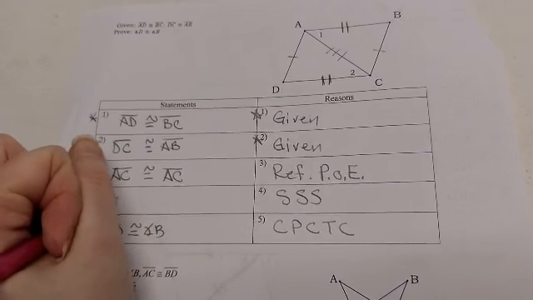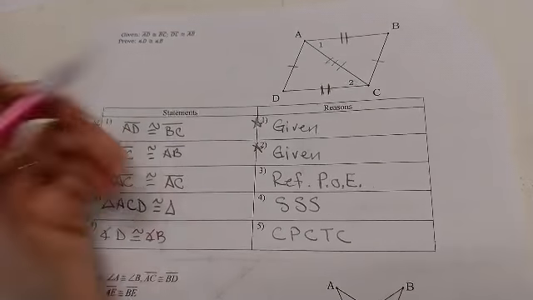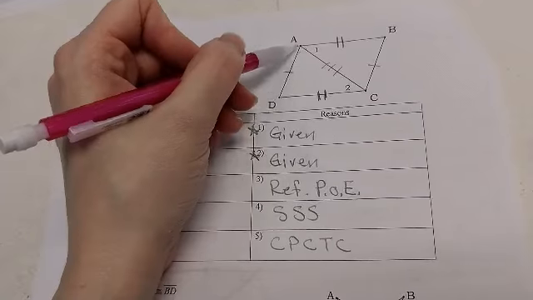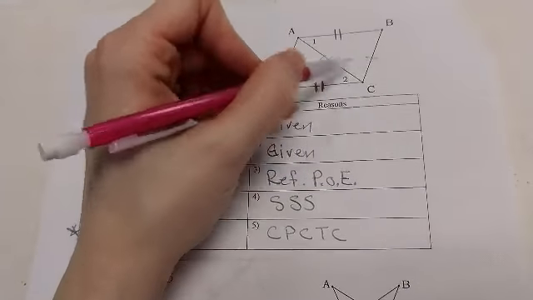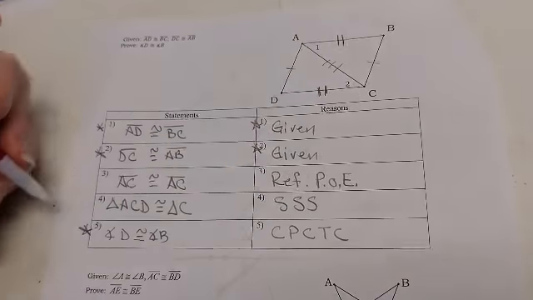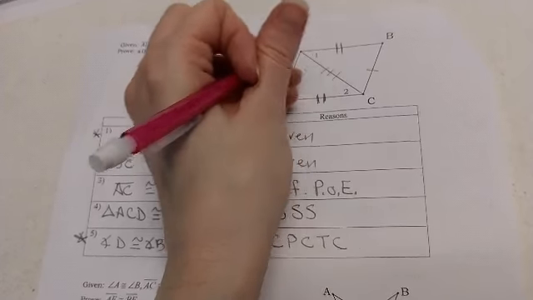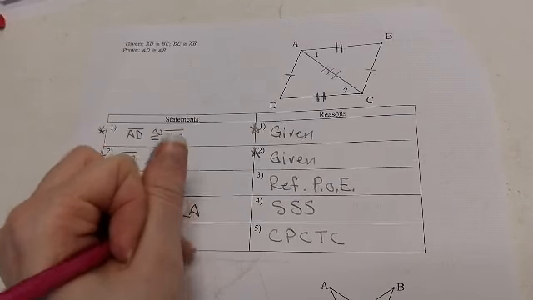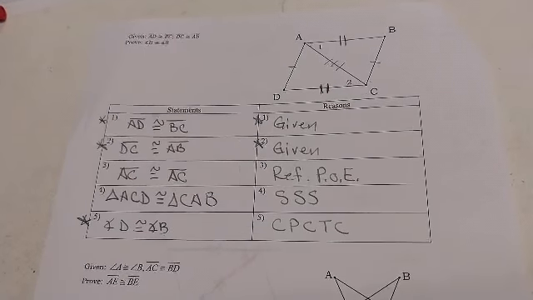And I'm going to say that triangle ACD is congruent to triangle. A is between 1 and 3. So I'm going to look at between 1 and 3 would be C. And then C is between 3 and 2. So 3 and 2 would be A. And then B. So here is our proof for this guy.